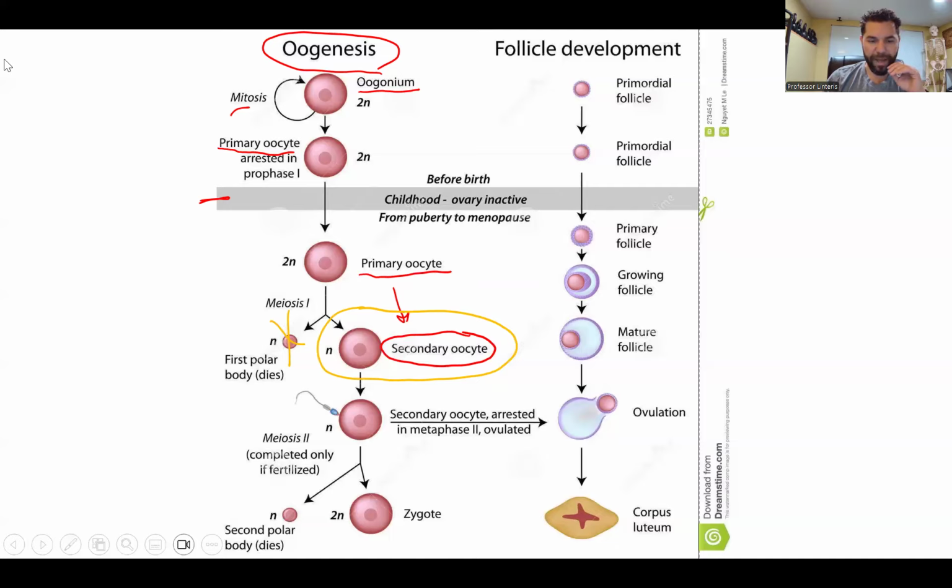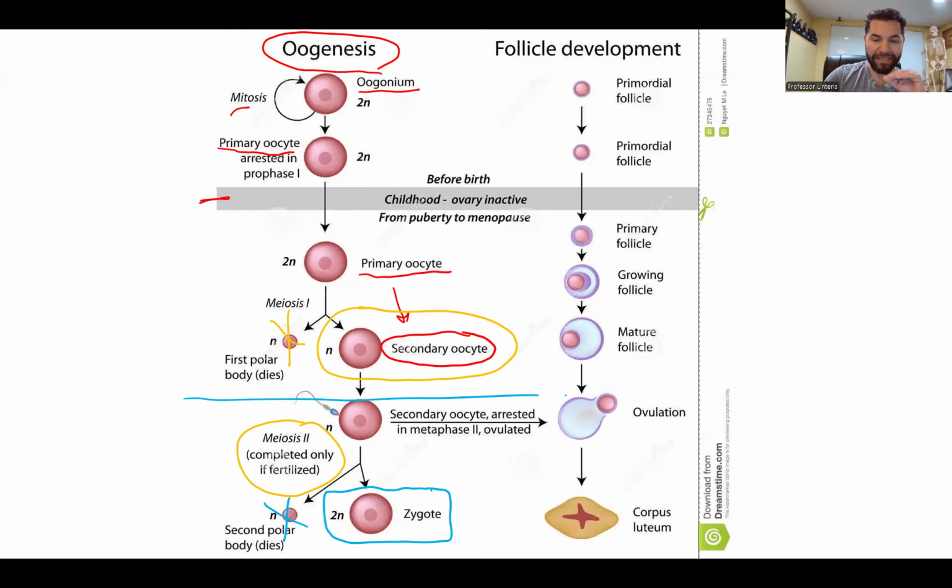So those polar bodies, bye-bye. We have our secondary oocyte now. This cell is what is ovulated, right? The only time that this will actually complete its meiotic division is if it gets fertilized. If it gets fertilized, you release that second polar body. We don't need that, and you form, finally, the zygote.